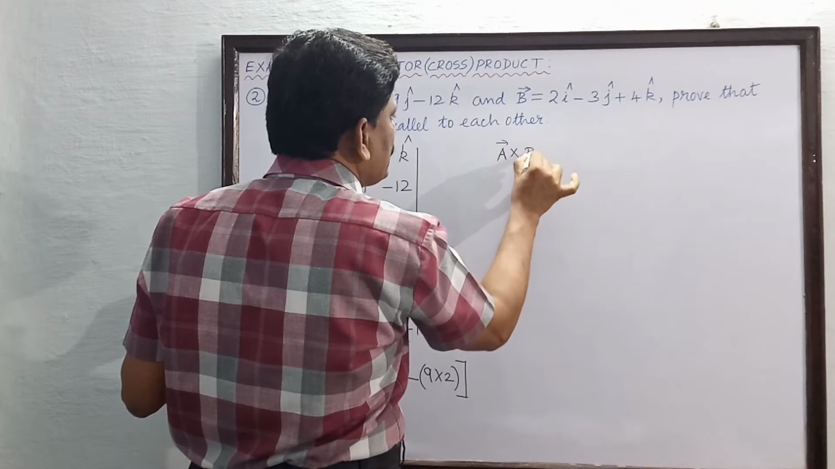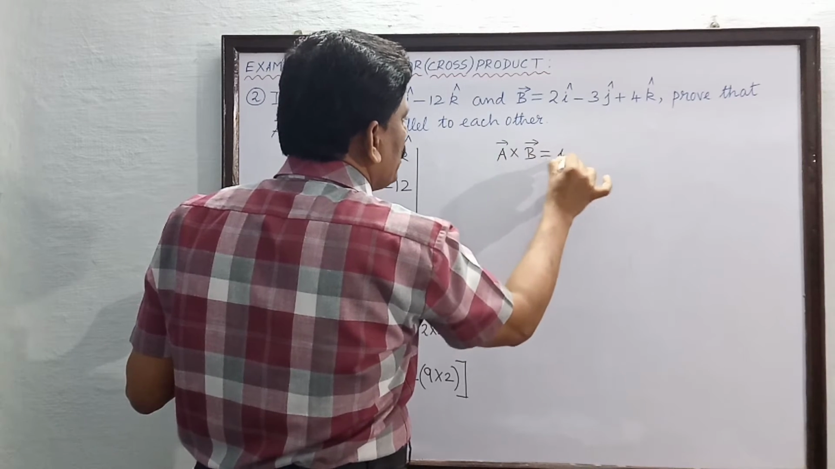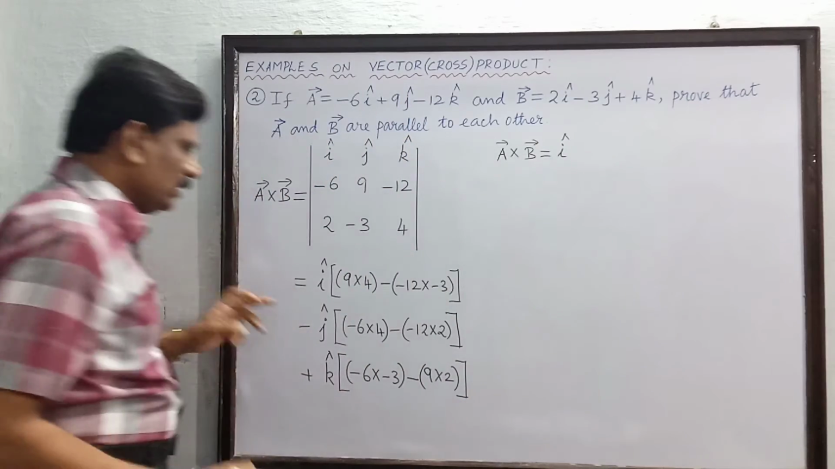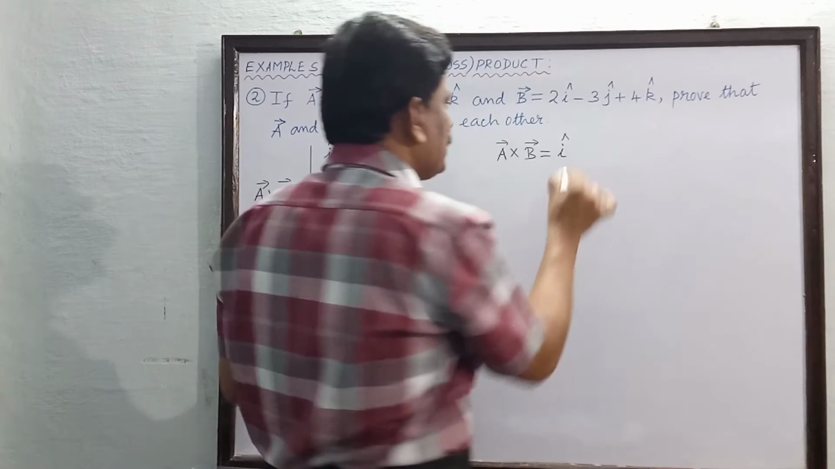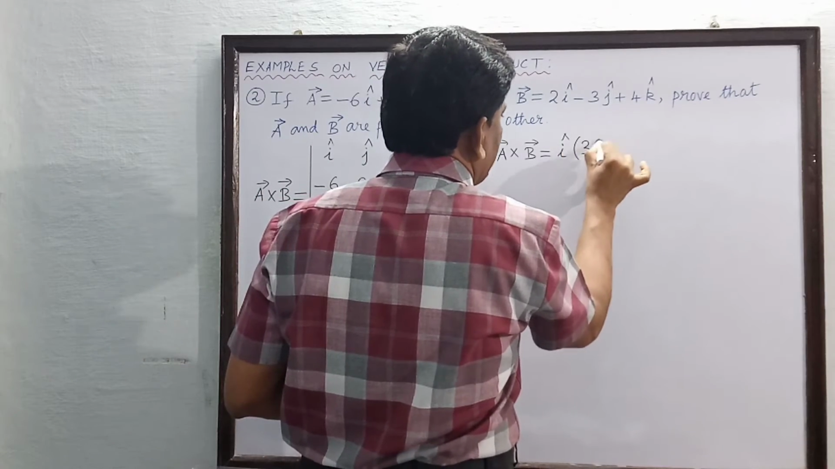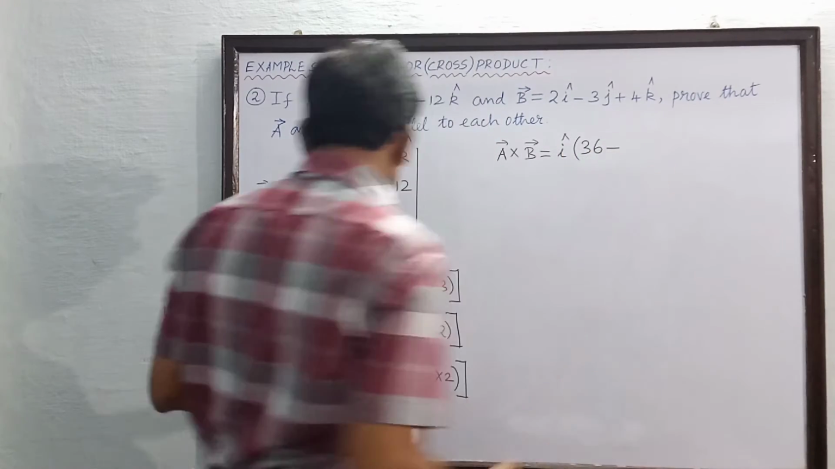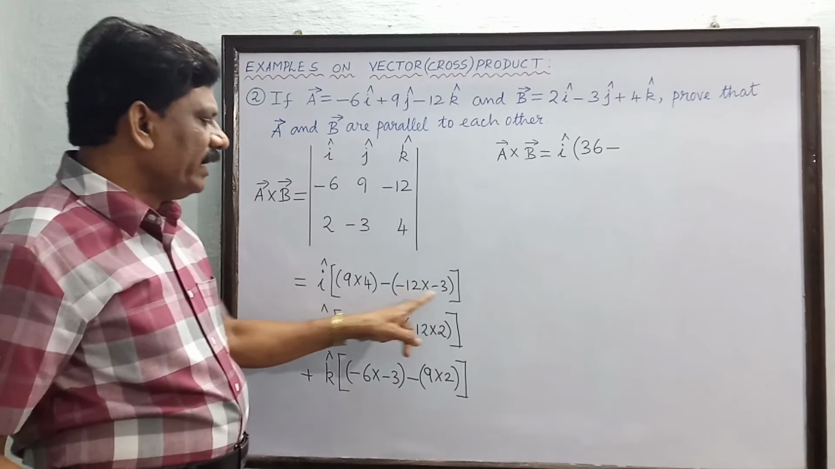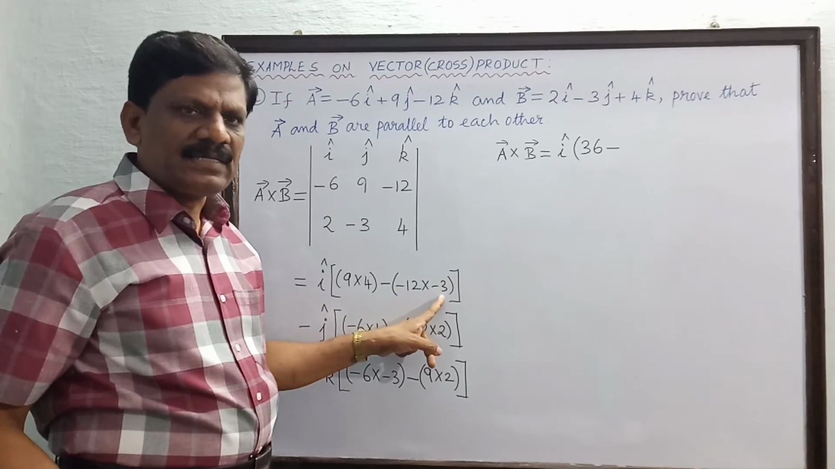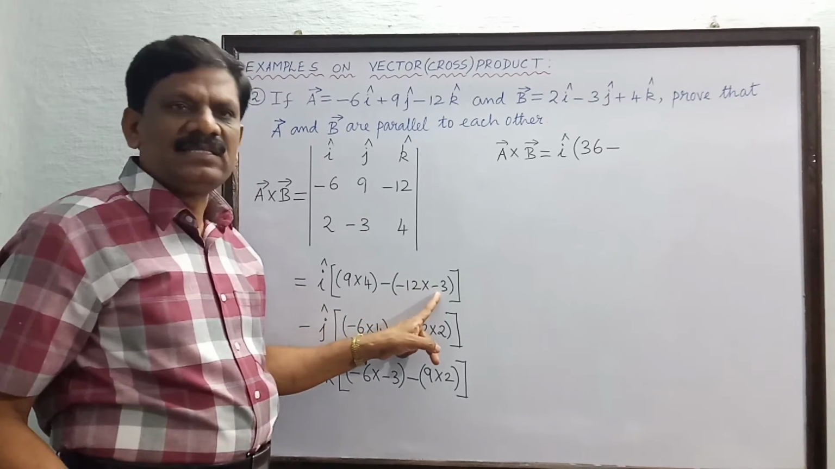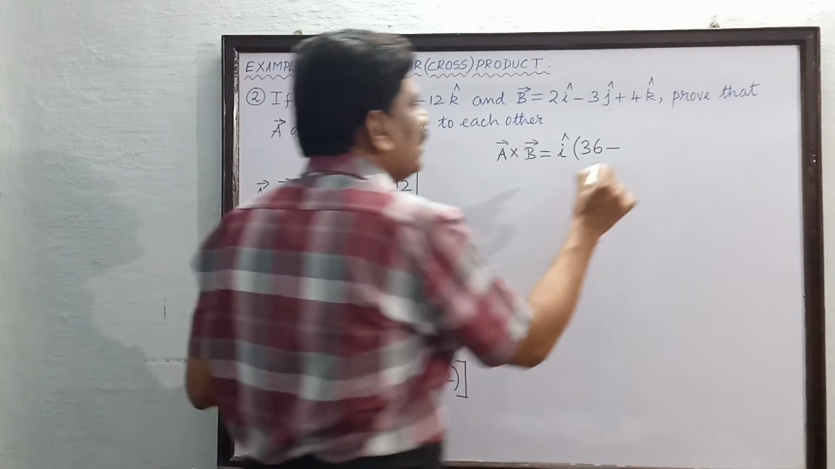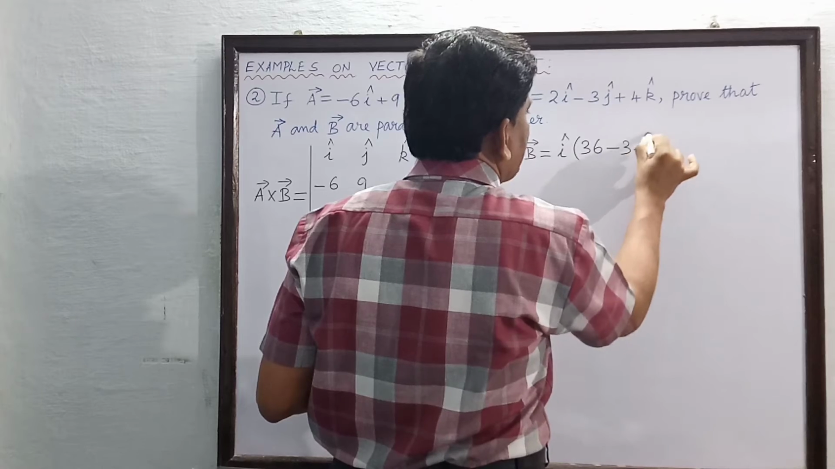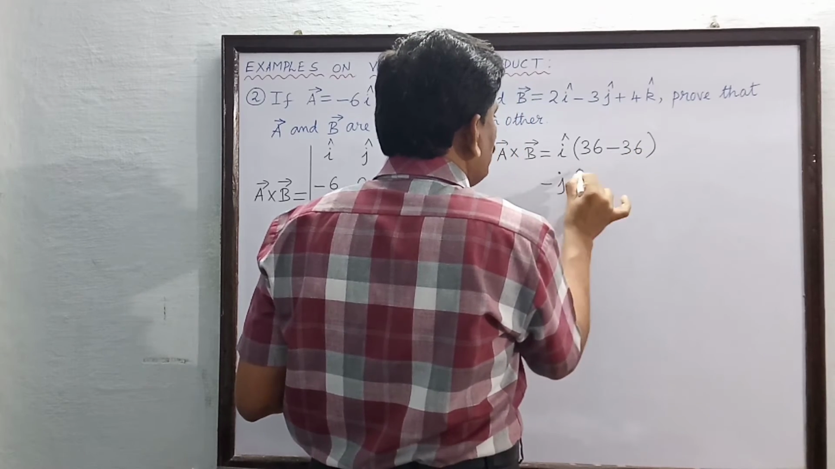I will once again write this here. A cross B is equal to i cap. First one is the product 9 into 4. 9 4s are 36. So this is 36 minus, 12 into 3 is also 36, and minus 12 into minus 3 is plus 36. So this is 36 minus 36.